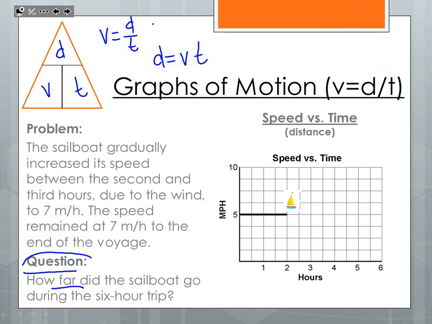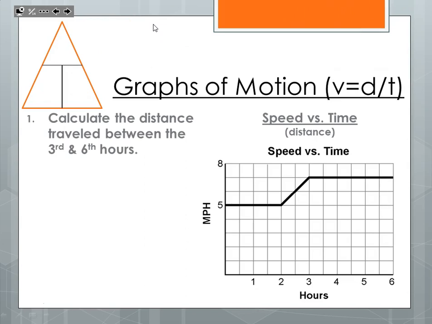So in order to figure that out, I need to calculate the distance traveled between the third and 6 hours. Calculate the distance traveled between the third and 6 hours. I'm going to go ahead real quick and put this up here for you for your little cheat sheet.